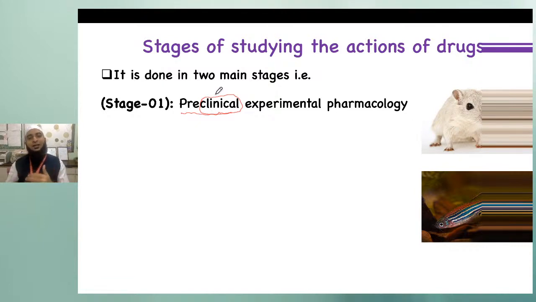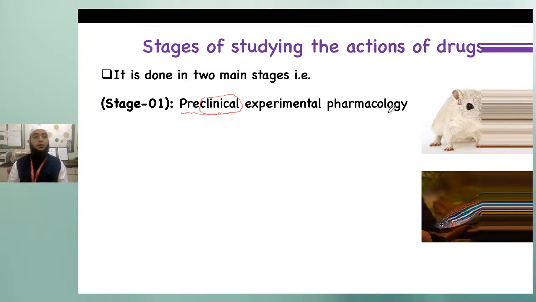So before doing clinical research, you are doing the study of the drug on the animal. This study is called preclinical experimental pharmacology. Why? Because this study is done before clinical trial. Since you are doing this study before clinical trial, it is called preclinical experimental pharmacology.